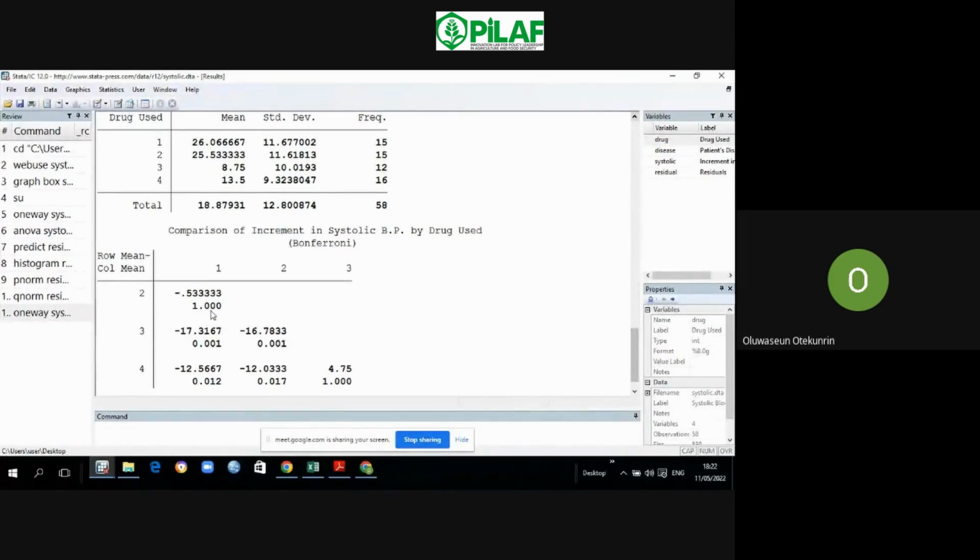But look at 4 and 3. 4 and 3, that is 13.5 minus 8.75. 13.5 minus 8.75 will give us 4.75. And that's not significant. That's 1.00. So that's a positive value.